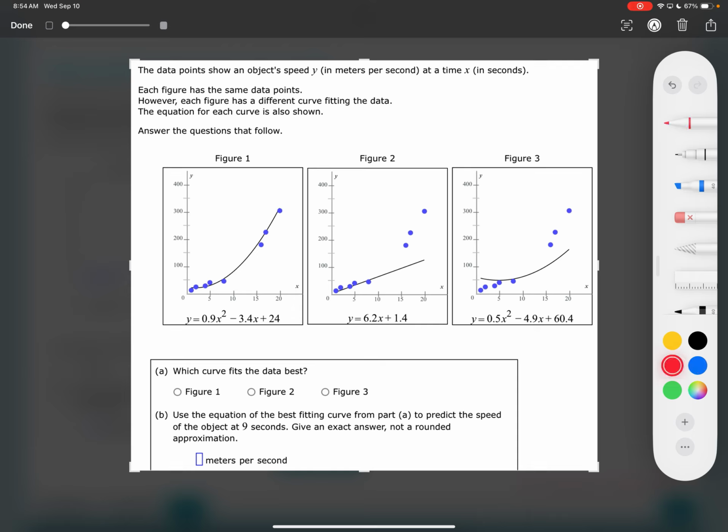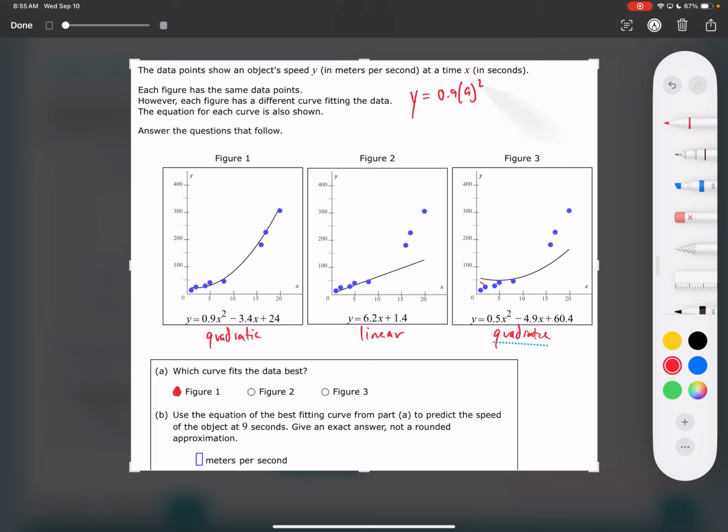So if we look at this one, it would be linear because there is no x squared. This one would be quadratic because it's an x squared, and this one would be quadratic, okay? But this one doesn't really match the lines, does it? When you do regression, the line that you draw is the average points of the line. So this one, figure 1, should be my best fit because that's the one closest to the points. Use the equation of the best fitting curve to predict the speed at 9 seconds. So all we're doing on that is plugging that into the formula.